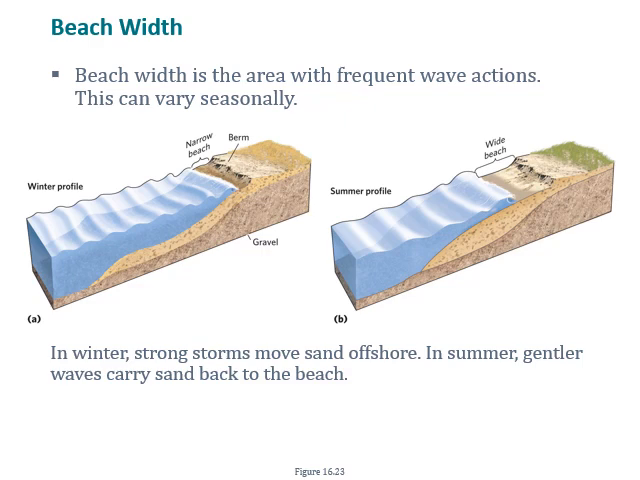Beach width is the area with frequent wave action and can vary seasonally. So on the left we have a narrow beach in the winter, and then on the right in the summer we have a wide beach. This is typical because in winter strong storms move sand offshore, and in summer gentler waves can carry sand back to the beach.